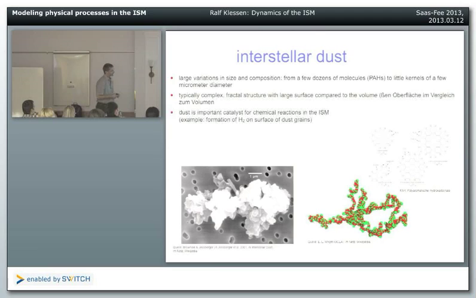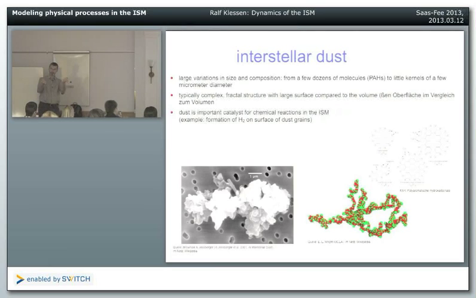What is important to notice is that by no means is this dust spherical. It has a very high surface to volume ratio. Typically it has these fractal, elongated, complex structures, and because dust acts as a catalyst to drive chemistry in the interstellar medium, this is very important.